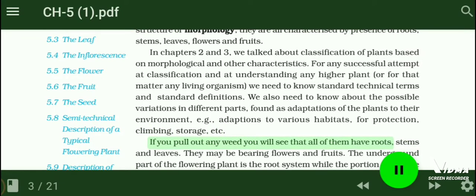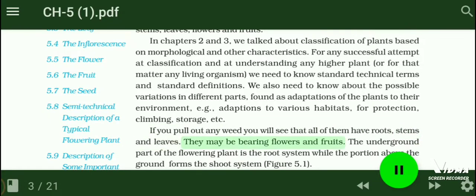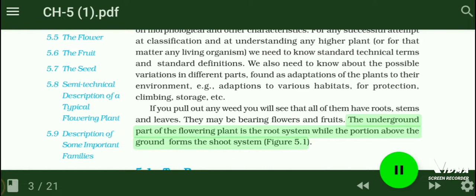If you pull out any weed, you will see that all of them have roots, stems and leaves. They may be bearing flowers and fruits. The underground part of the flowering plant is the root system, while the portion above the ground forms the shoot system. Figure 5.1.